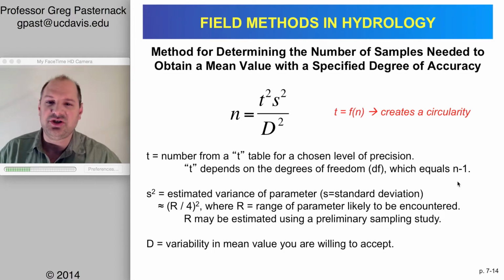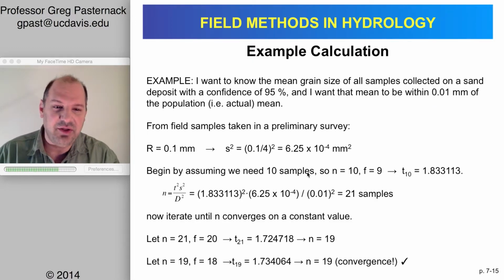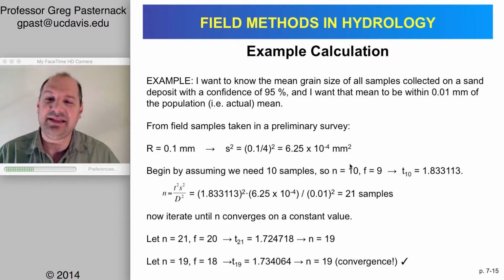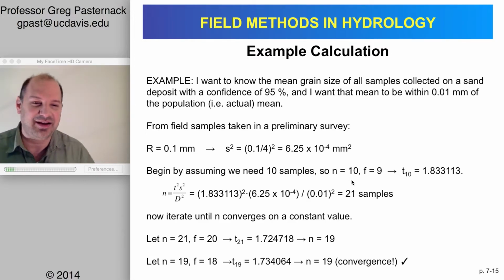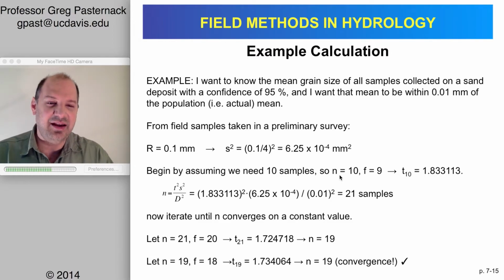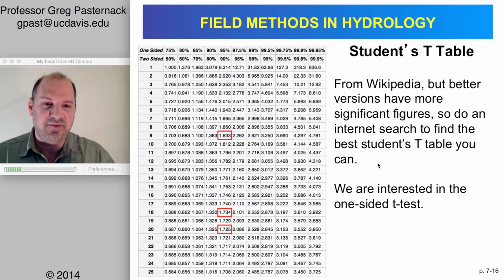So what you do is you start with just a raw guess, like just make it up. So I'm going to just start with a raw guess of 10. I need 10 samples. I could have guessed 100, 1,000, or whatever, but I'll start with 10 because that's a nice small number I'd like to collect. So I take 10, I subtract 1, and I get 9 degrees of freedom.